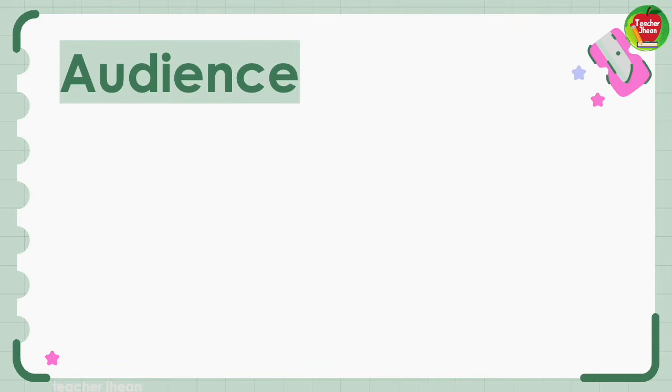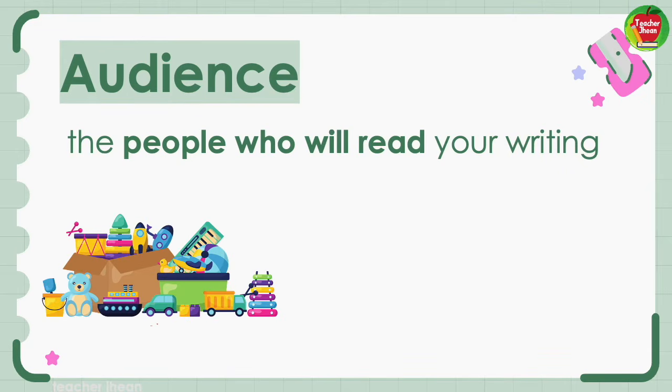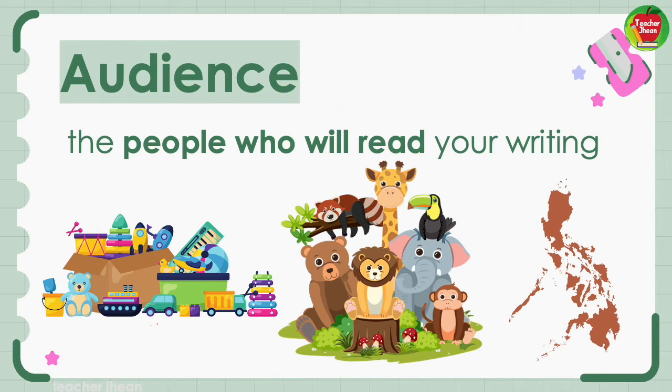Next, think who will be your audience, the people who will read your writing. If your audience are younger kids, think what they like, like toys, or if at the same age as you, about different animals, or if older people, about a country like the Philippines. Think about what they want to learn. Pick something interesting or useful for them. Consider their age and knowledge. Choose a topic that fits their level of understanding.